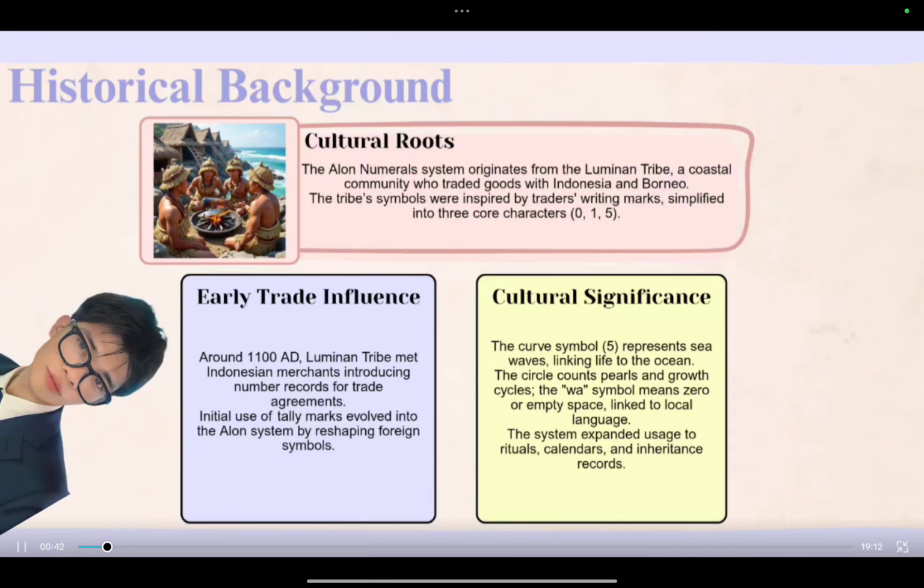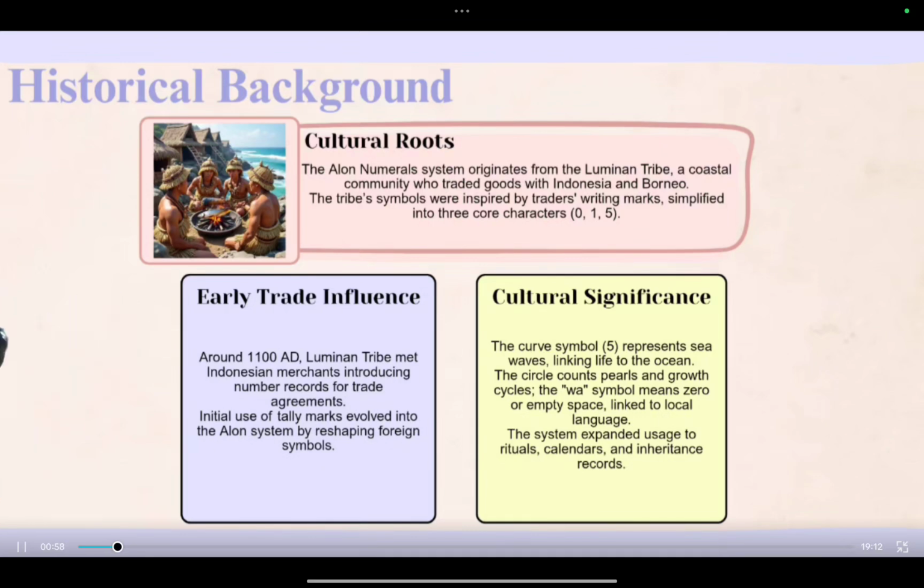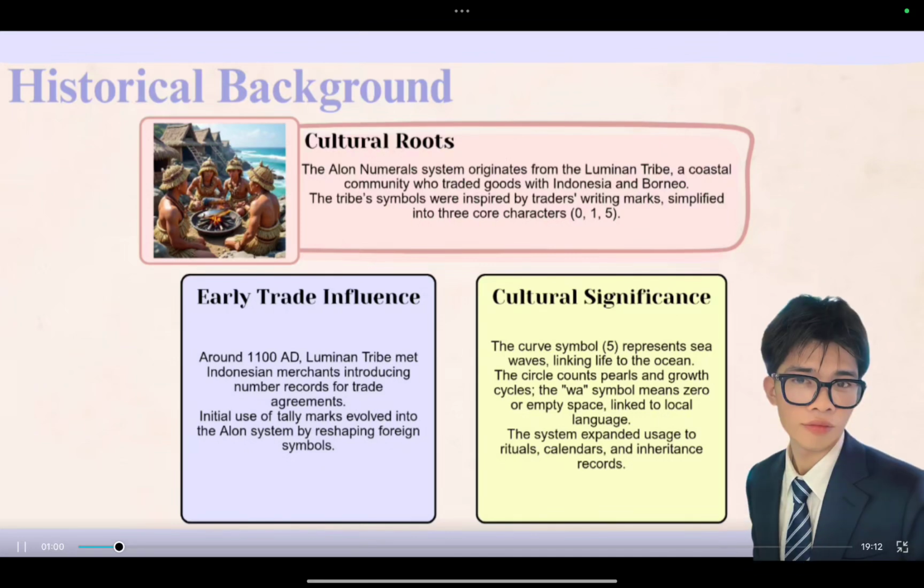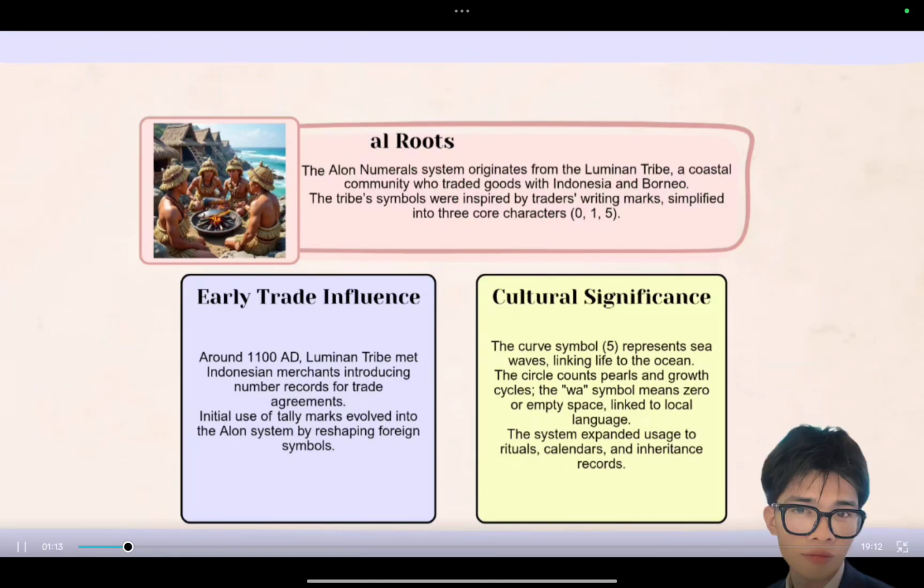Around 1100 AD, the Luminian tribe first encountered merchants from Indonesia who introduced them to the idea of recording numbers for trade agreements. At first, they used simple tally marks, but later they adapted and reshaped the foreign symbols into their own script. As trade flourished, the Alon numeration system became a mark of identity. Eventually, the system was used not only for trade, but also in ritual offerings, calendars for planting, and inheritance records.